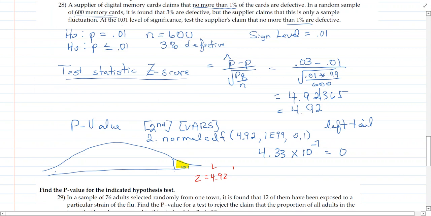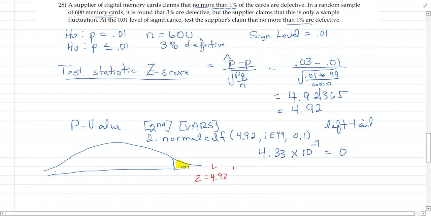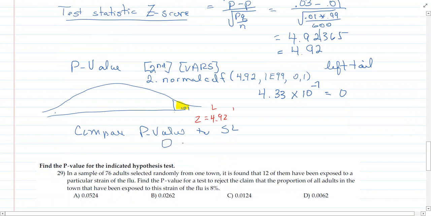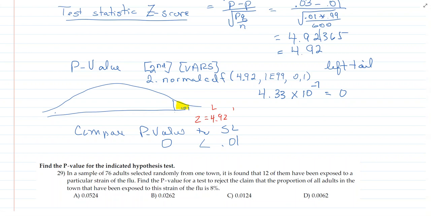So now we're measuring 0 against the critical number. Now we're going to compare the p-value to our significance level. Our p-value is 0, and we're comparing it to 0.01. Well, 0 is less than 0.01. So reject the null hypothesis. So that's what we're doing on that criteria.